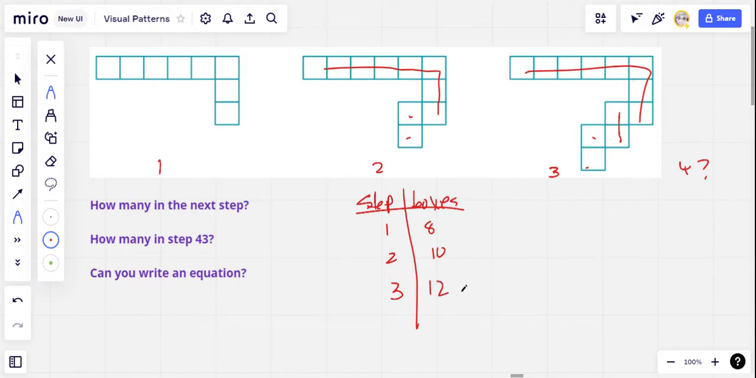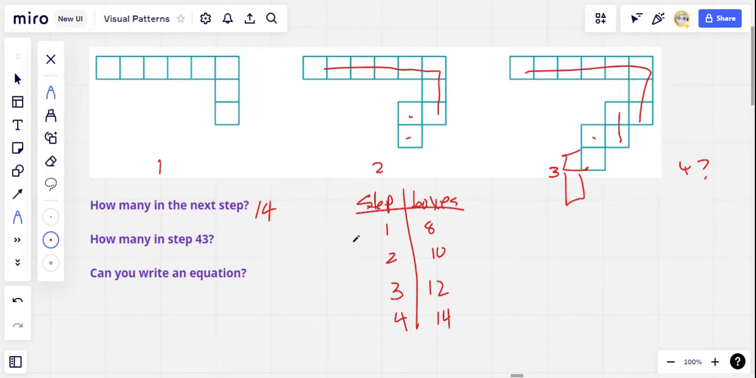And I guess right now, if I were going to predict step 4, I would just make that same pattern of 2 extra boxes down there. So step 4 should look like that. And that would have 14 boxes, right? So 6, 7, 8, 9, 10, 11, 12, 13, 14. So I think we can make our prediction about step 4 having 14 of these boxes.